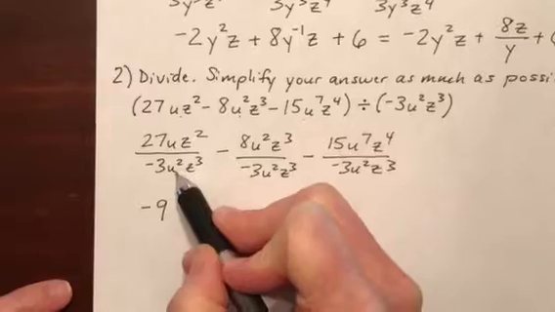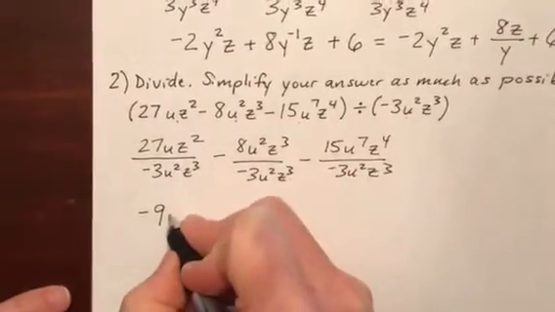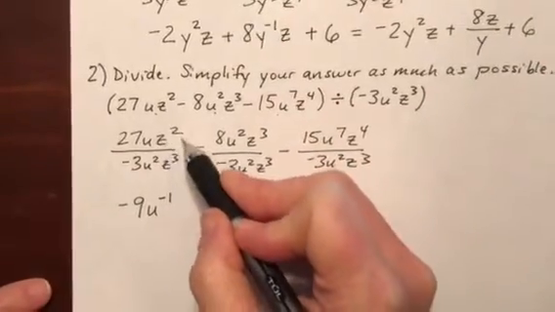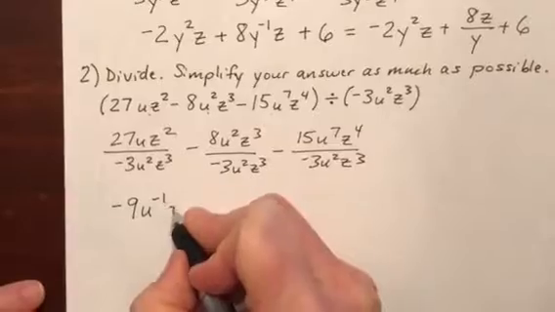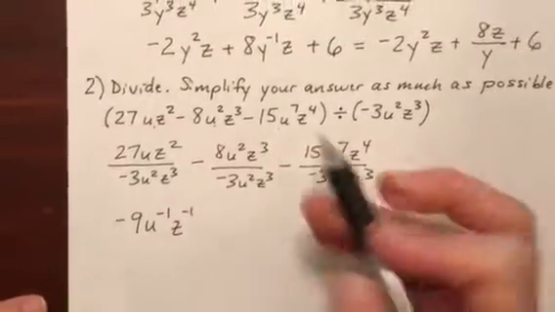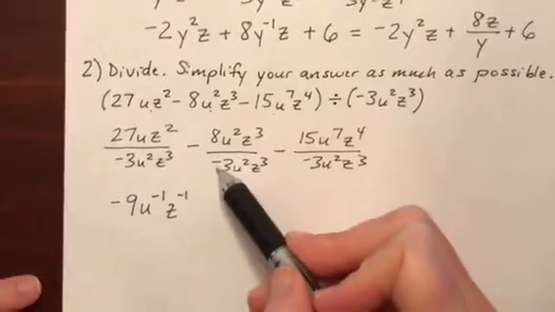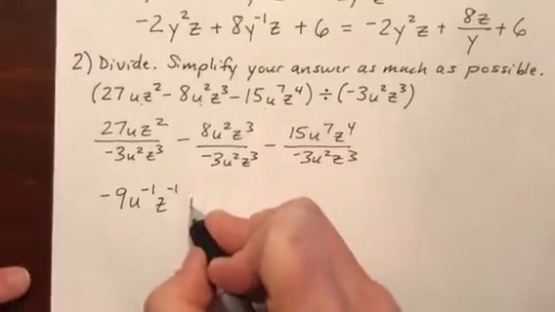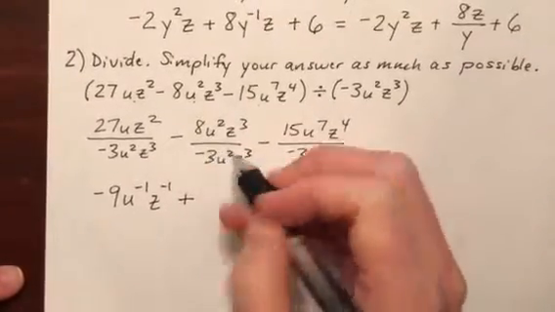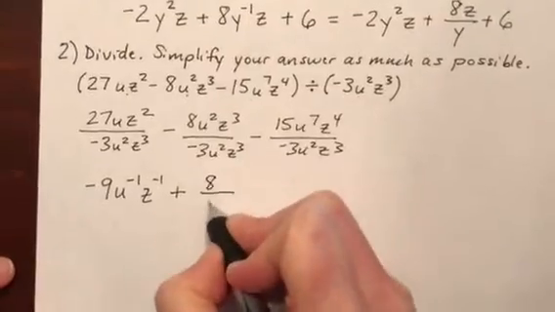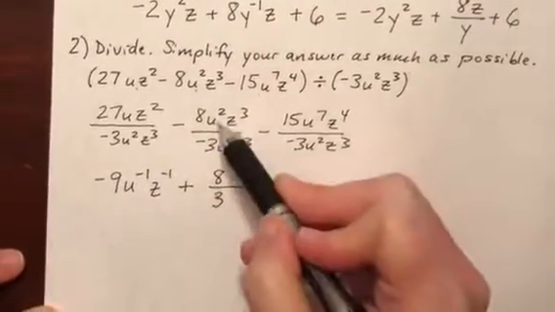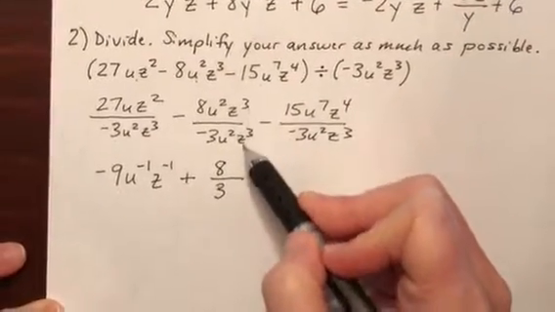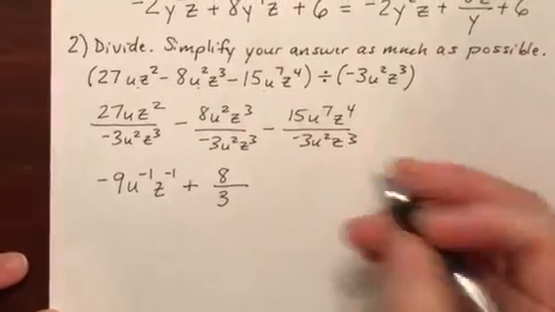U to the 1st over u to the 2nd, 1 minus 2, so I'd have u to the -1 when I subtract exponents, and then z to the 2 minus 3 would be z to the -1. Okay, now I have subtraction, and I'm dividing by a negative, so these are two negatives that end up canceling out. This becomes plus, and 8 over 3 does not simplify, so I will leave that as a fraction. U squared over u squared, those are the same, so they cancel, and then the z cubed over z cubed are the same, so they cancel as well.